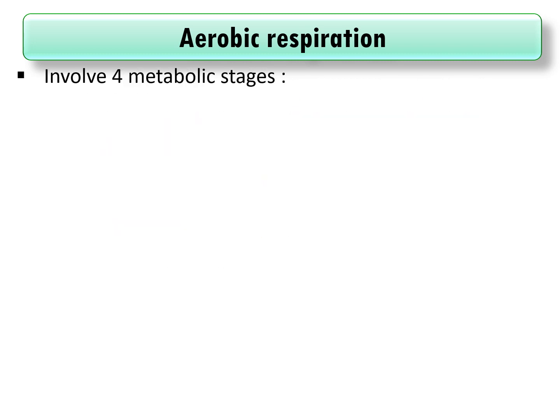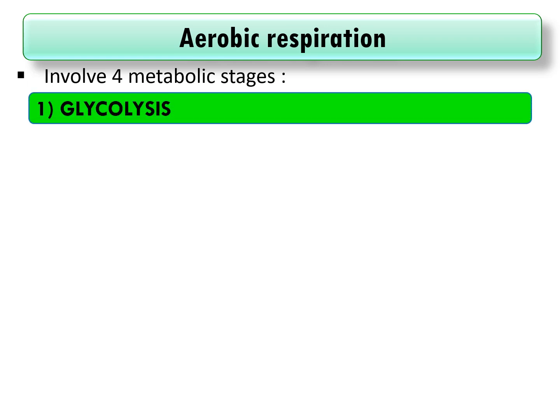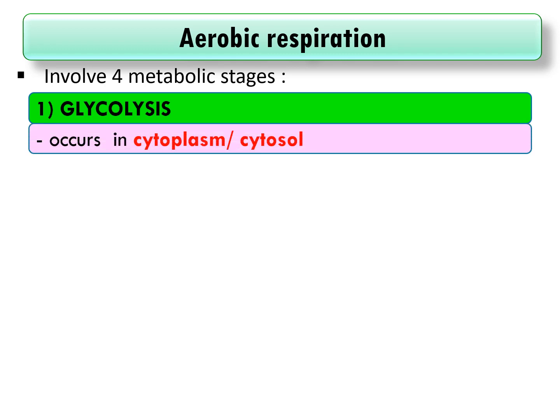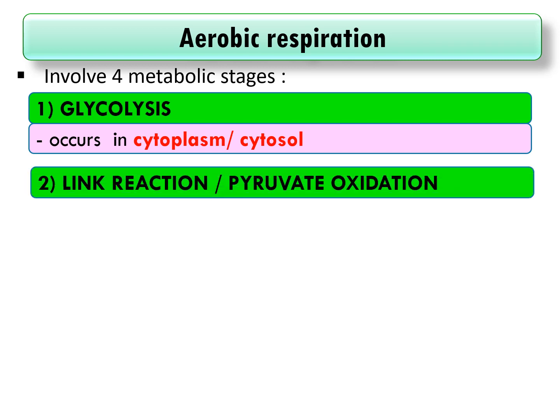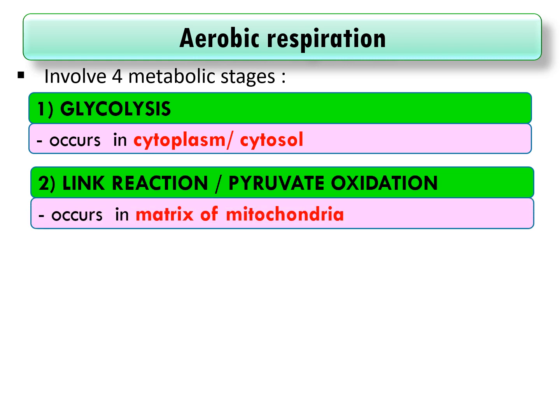Aerobic respiration involves 4 metabolic stages. The first stage is glycolysis. Glycolysis occurs in the cytoplasm or cytosol. The second stage is the link reaction or pyruvate oxidation. The link reaction occurs in the matrix of the mitochondria.